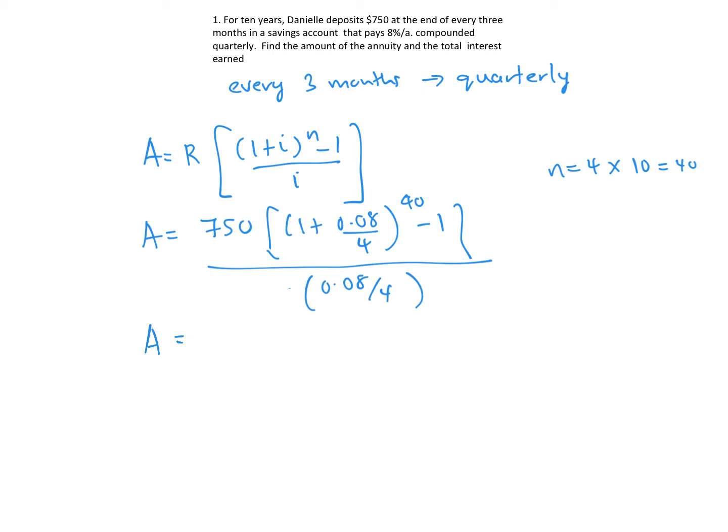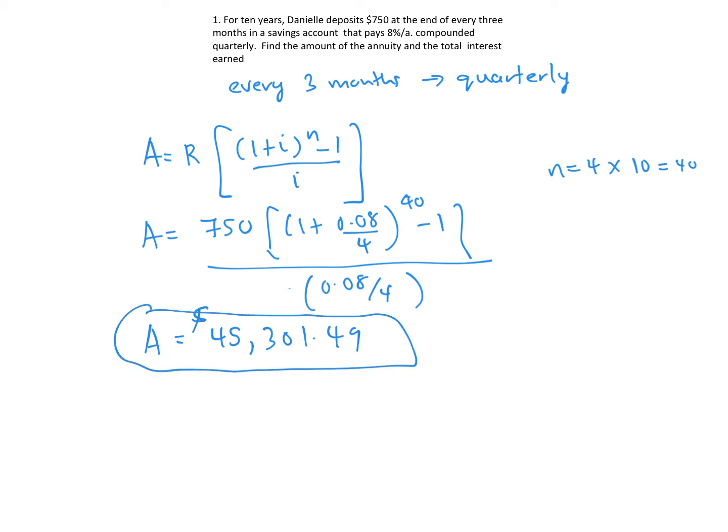So I could type this all into the calculator, and the final amount is $45,301.49. So the question says find the amount of the annuity. Well, this is the amount of the annuity. And then it wants us to figure out how much interest was earned.